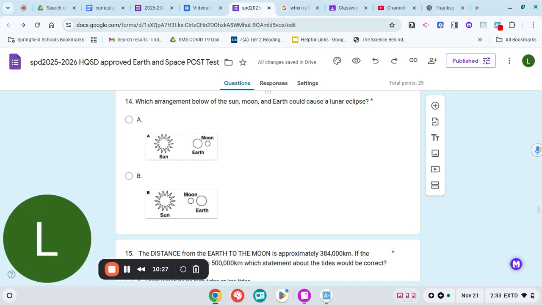Number 14, which arrangement below of the sun, moon, and earth could cause a lunar eclipse? Again, which arrangement below of the sun, moon, and earth would cause a lunar eclipse? A lunar eclipse. A, which is the sun, the earth, and the moon, or B, which is the sun, the moon, and the earth. Lunar eclipse.